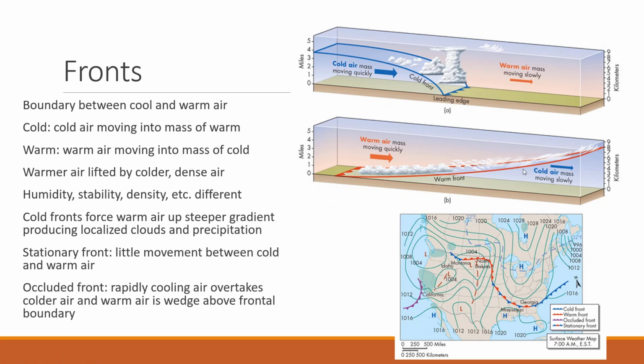So the warmer air is always going to be lifted by the colder, denser air. How fast it lifts is going to determine whether or not we have severe weather. Both of these will have different humidity, stability, and densities. Again, we have severe weather typically associated with cold fronts.